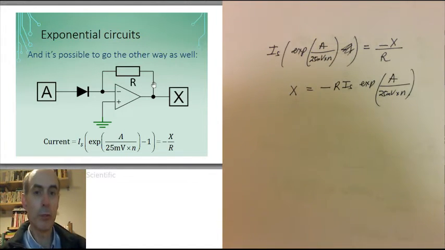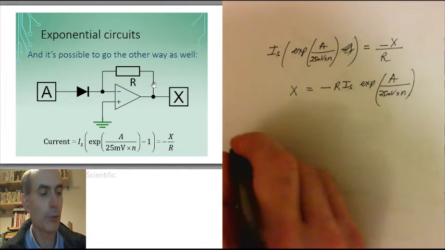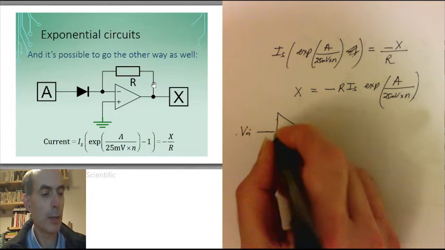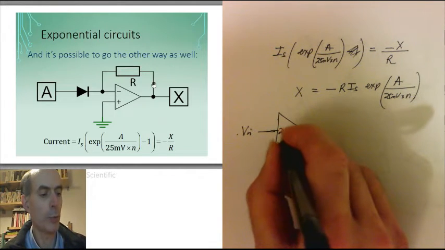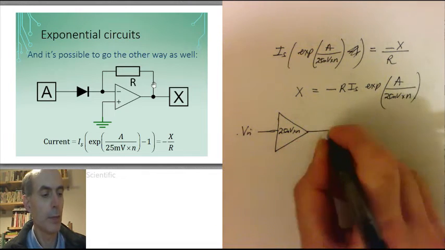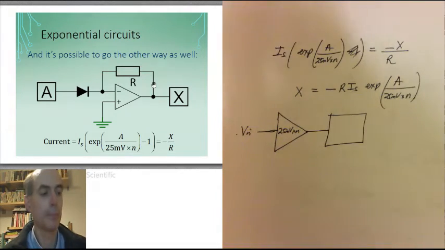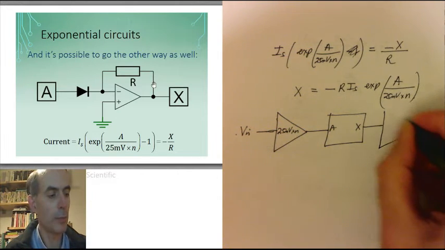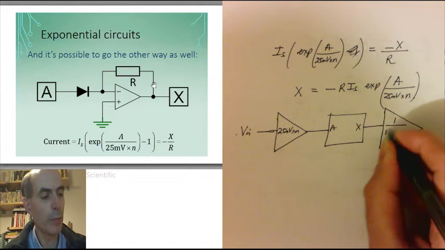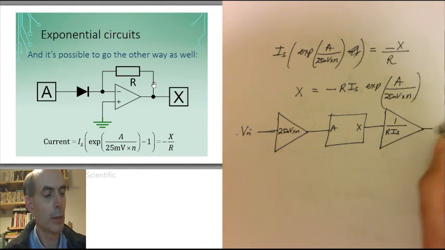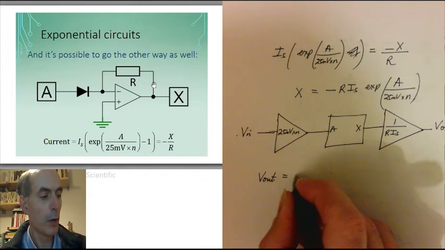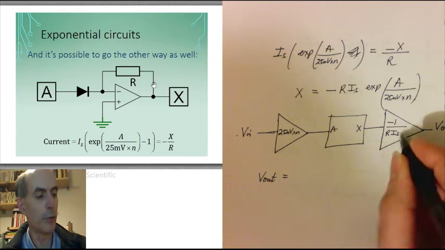And as before, we can build this into a larger circuit. We could have an input voltage here going through an amplifier, and the amplifier makes that bigger by 25 millivolts times N. That feeds into our circuit here, input A, output X, and that feeds into an amplifier with a gain of 1 over R times IS, giving me V out. Now, V out is equal to, sorry, that should be minus 1 over R times IS.